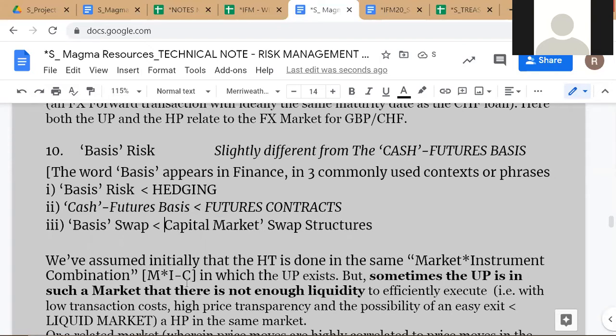So you should be aware of this term. We have not studied this as yet. We will study it in the next couple of sessions; we have only a couple of sessions left. But you should be aware that this thing exists. So you have basis swap, which will appear in capital market swap structures, for example a cross-currency basis swap. This is an example of a particular type.